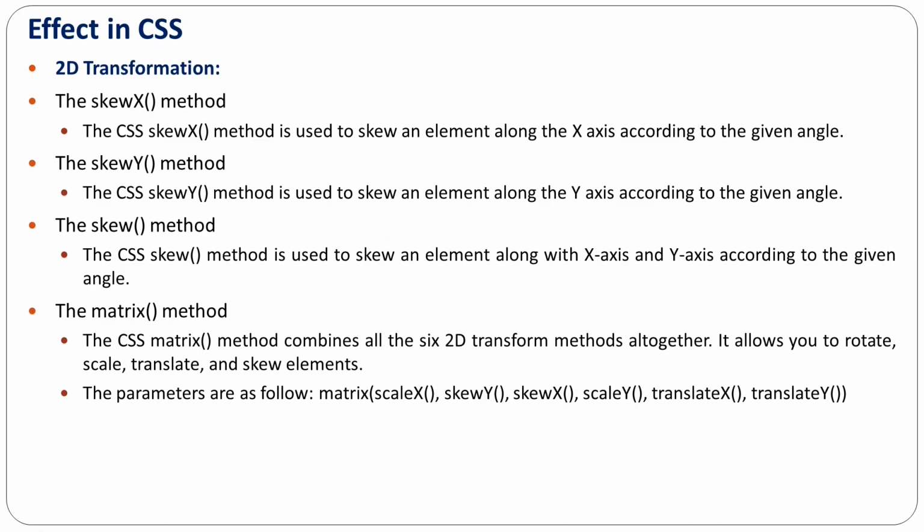Then the matrix method. The matrix method combines all the 6 2D transformation methods together. It allows you to rotate, scale, translate and skew elements. The parameters required by the matrix method look like this: scaleX, scaleY, skewX, skewY, translateX, translateY. So these were the methods of 2D transformation. Now before we move to 3D transformation, let's try to understand 2D transformation with an example.